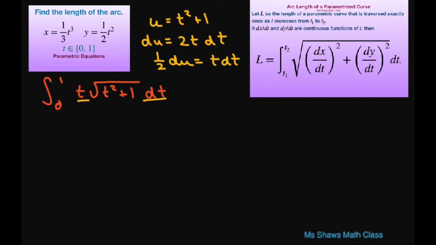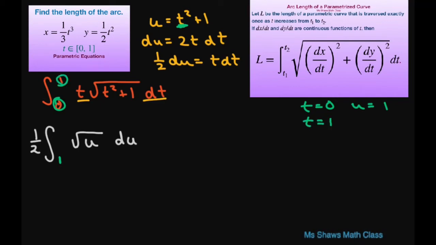Now we can substitute that in and write this as 1/2. I'll pull that out front, and we have the square root of u du. All right. From here, if we want, let's go ahead and substitute in our values here. If t is 0, then my u is going to equal 1. So I'm going to change my lower limit, and if t equals 1, this is my upper limit, then I'm going to get my u equals 2. So that way I can go ahead and integrate this.